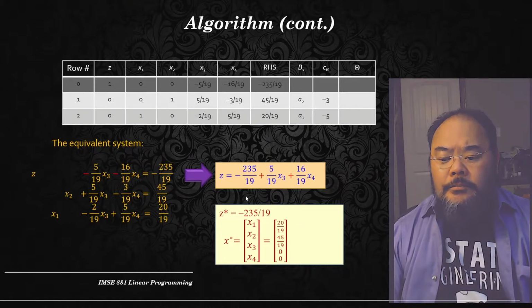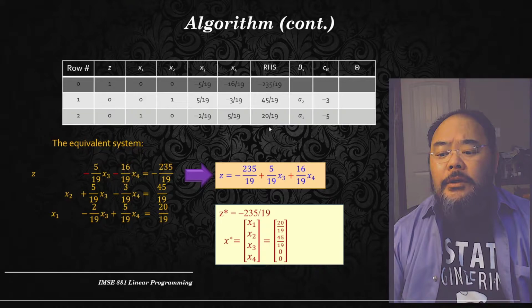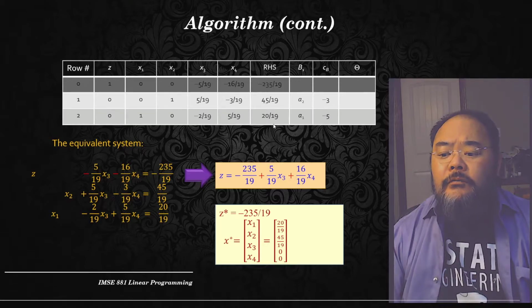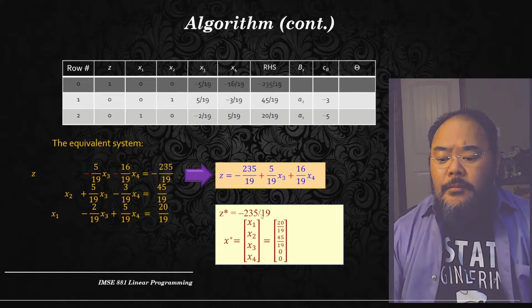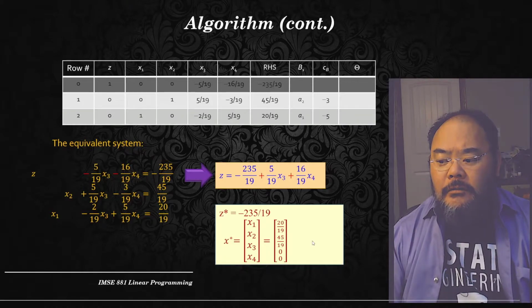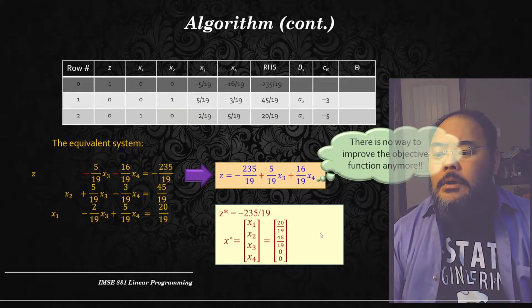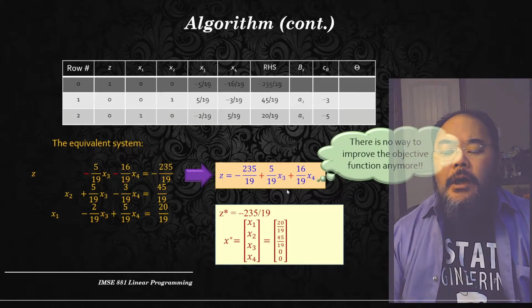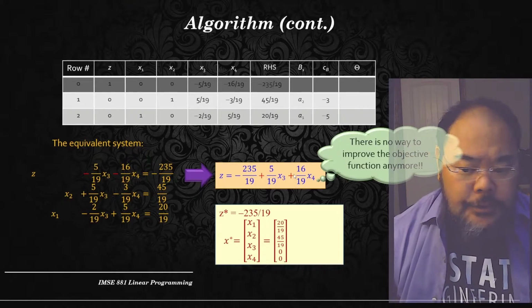and we can write out directly the current optimal basic feasible solution, which is x1 equals to 20/19, and x2 equals to 45/19 right here, and then x3 and x4 are non-basic variables now, and at the optimal taking values of zeros. So there's no way we can improve this objective function anymore, so we stop our algorithm. We know we reached the optimal solution.